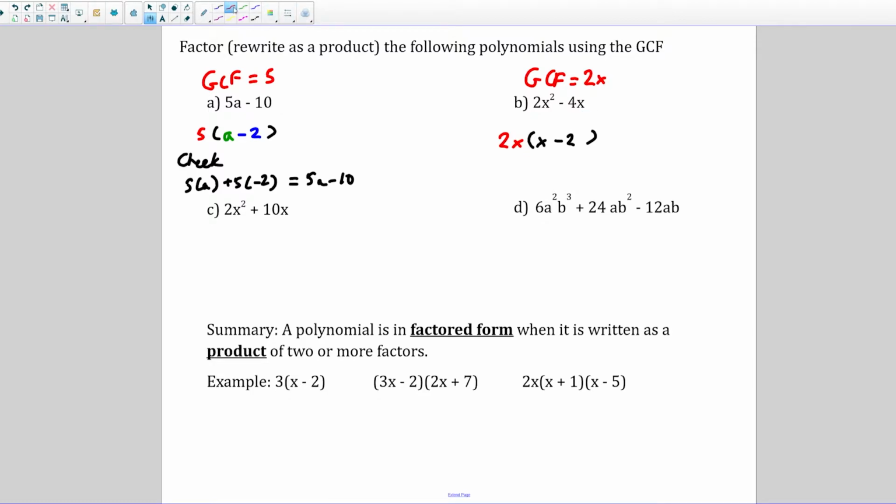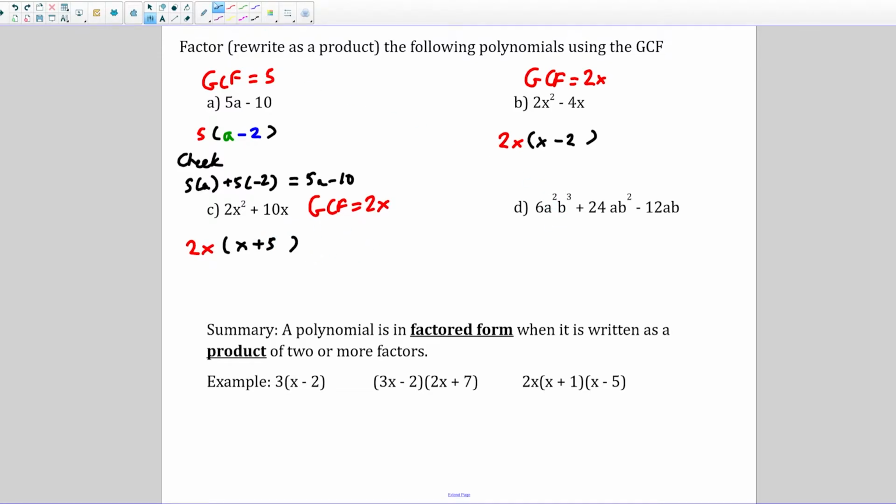Taking a look at this third example, the GCF in this case is going to be 2x yet again. So the 2x goes on the outside. And on the inside, I'm thinking to myself, 2x times something will have to give me 2x squared. So it has to be 2x times x gives me 2x squared, and 2x times something gives me a positive 10x. So we have x plus 5.